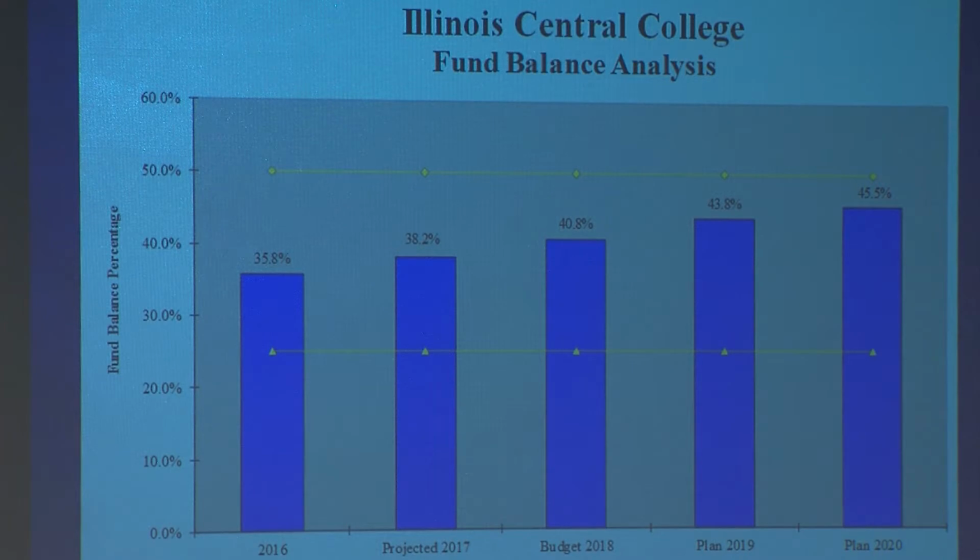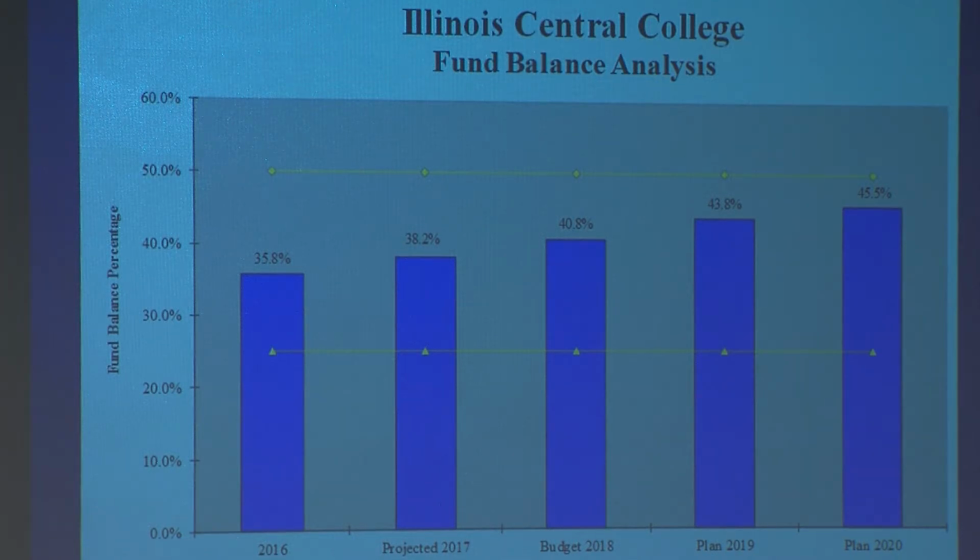There's a board policy that our fund balance needs to be between 25 and 50%. And that's what those two yellow lines mean. When we talk about fund balance, really think of it as our checking account balance: how much money do we have saved divided by our total expenditures. So you can see in 2016 we're at 35.8, and then we're projecting a gradual growth.